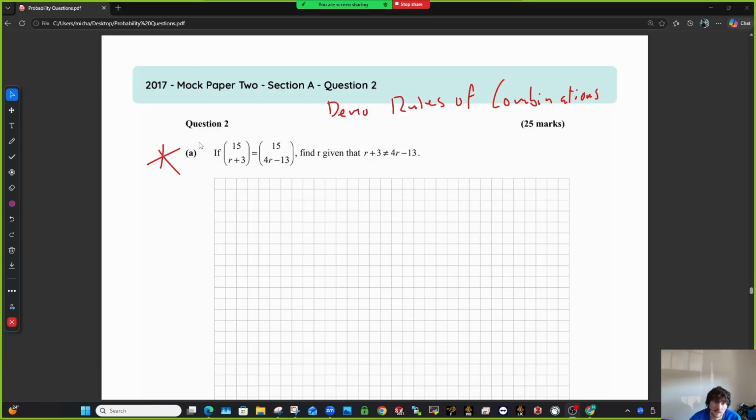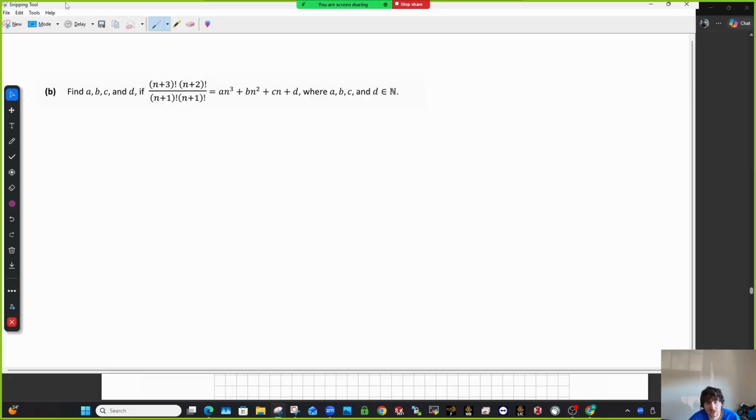Okay, so I have scrolled along here and we're at the 2017 mock paper now. This is a very interesting question that came up. This is a very smart question. I also have a note to myself to show you the rules of combinations before we do the question, just so you can understand them.